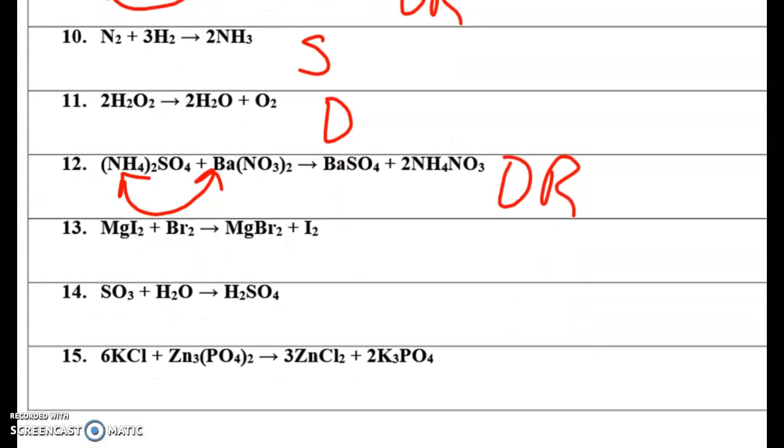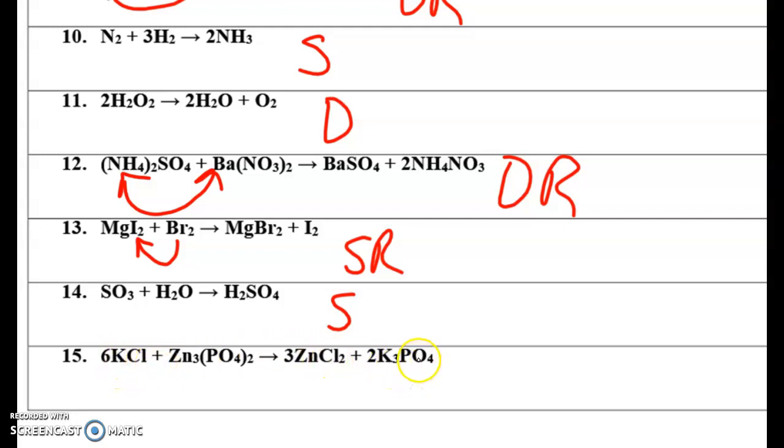Alright, so the magnesium and iodine are together to start with. Now magnesium is with bromine afterwards, so it looks like this is a halogen replacement. The bromine switches places with the iodine. That's a single replacement. Okay, let's see. SO3, H2O, two substances separate of one another. Afterwards they form a single compound. That is a synthesis.